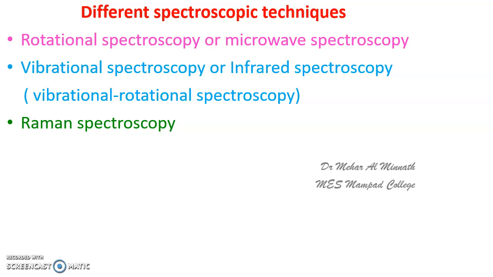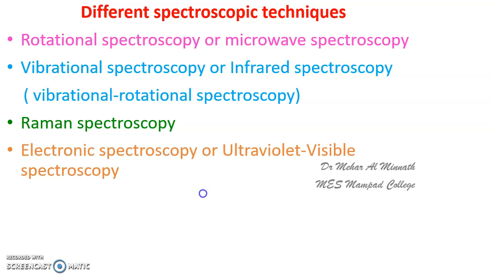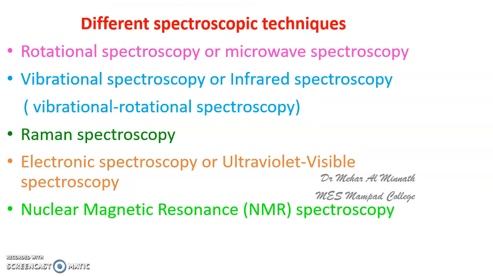Another spectroscopy is electronic spectroscopy, or UV visible spectroscopy, ultraviolet visible spectroscopy. The transition happens between electronic energy states and it is caused by the absorption of radiation in the ultraviolet or visible region. So that's why it's called UV visible spectroscopy.